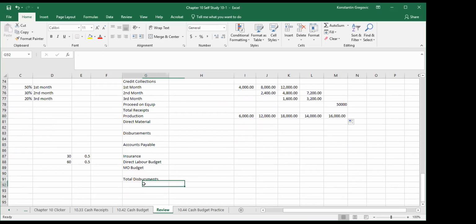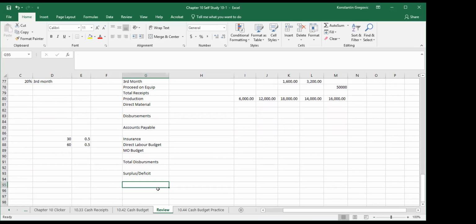Once we do the disbursements, you deduct your disbursements, you're going to have a surplus or a deficit. Then you may have a line of credit, and you might have an investment account as well. If I'm in a surplus, I'll put money in my investment account, earn interest. You may have an interest rate there. If I'm in a deficit, I'm going to dip into my line of credit.